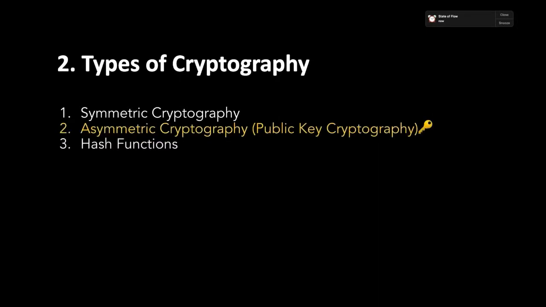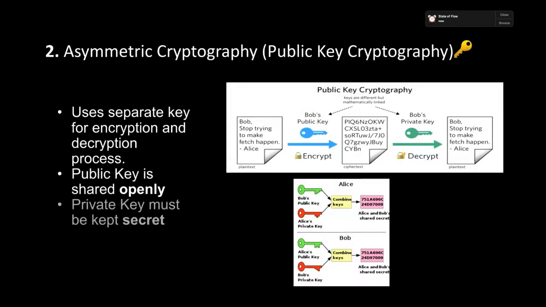And now we're going to cover a little bit of asymmetric cryptography, or public key cryptography. Public key cryptography essentially uses two keys, separate keys for the encryption and decryption process. The public key is what's shared openly, and the private key must be kept secret. We use asymmetric cryptography in two different places. One, we use it to digitally sign our transactions, and two, we use it to generate our identity on the blockchain. So, I'd like to give you guys another analogy.